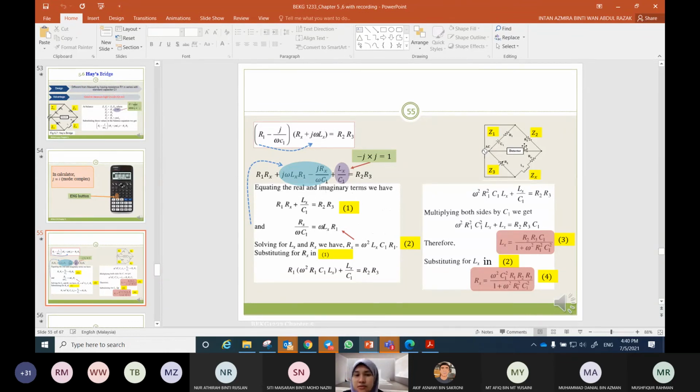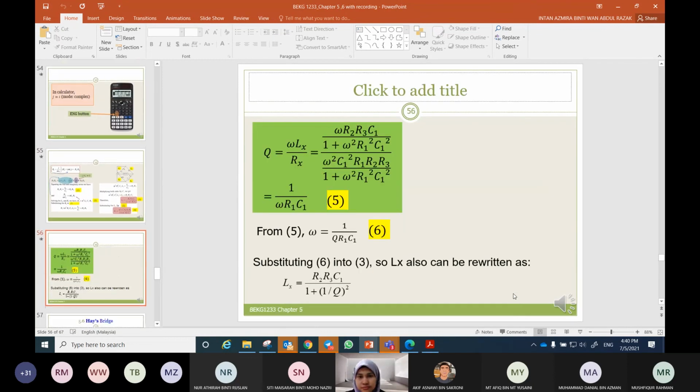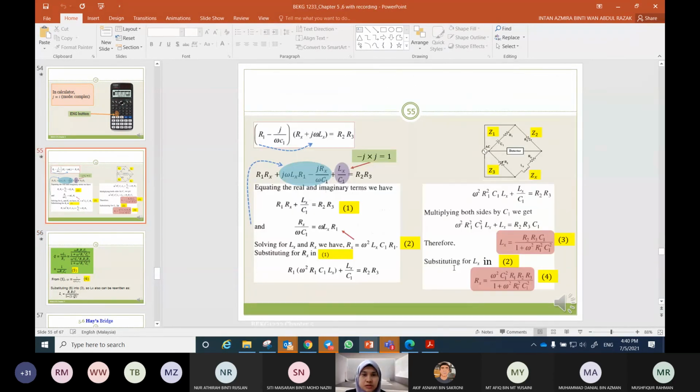So please be noted that the final equation for Lx and Rx must not contain any unknown terms. Any unknown term. So in Lx, there is no Rx. In Rx, there is no Lx. And then Q is equal to omega Lx over Rx, and we substitute Lx and Rx, and we will get this.